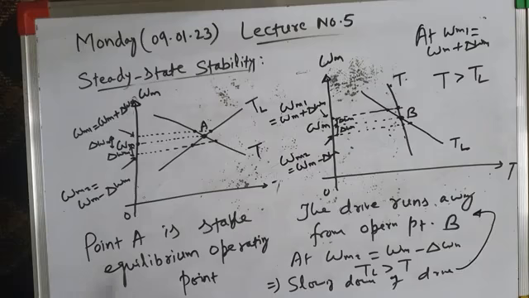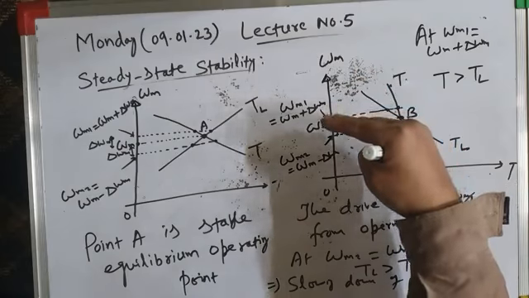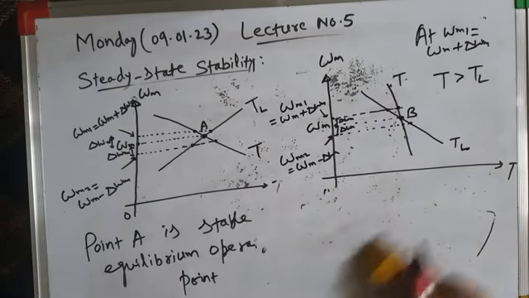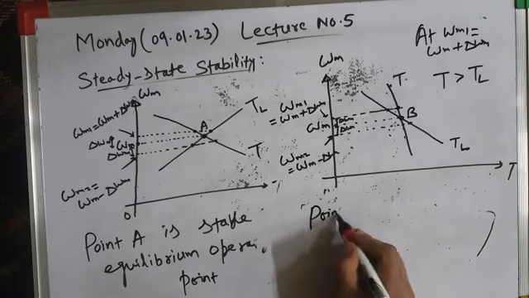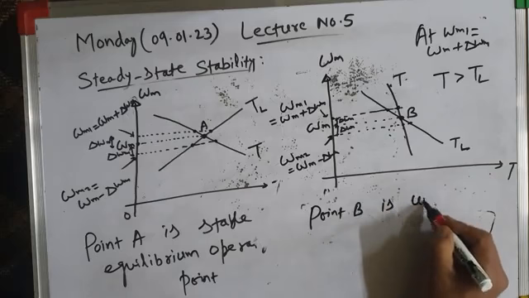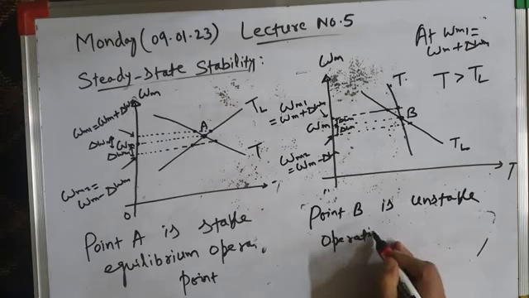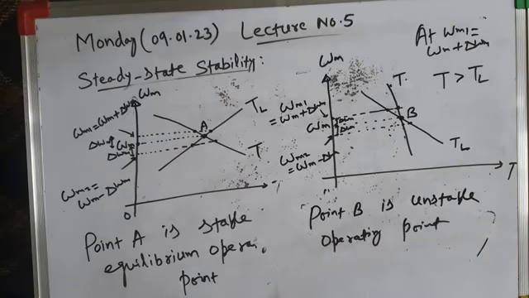So therefore, a small perturbance in the speed, a small increment or a small decrement in the speed of the drive will cause the drive to run away from its original operating point. The original operating equilibrium point will never be restored. The drive will run away from original operating point. So therefore, point B is not a stable operating point. It's an unstable operating point. So this should be very clear.